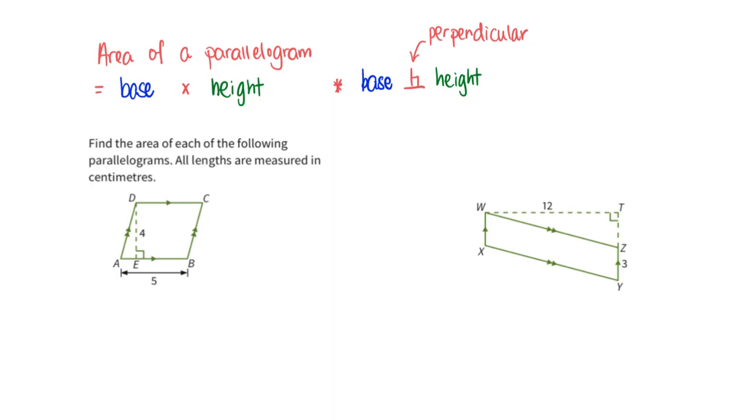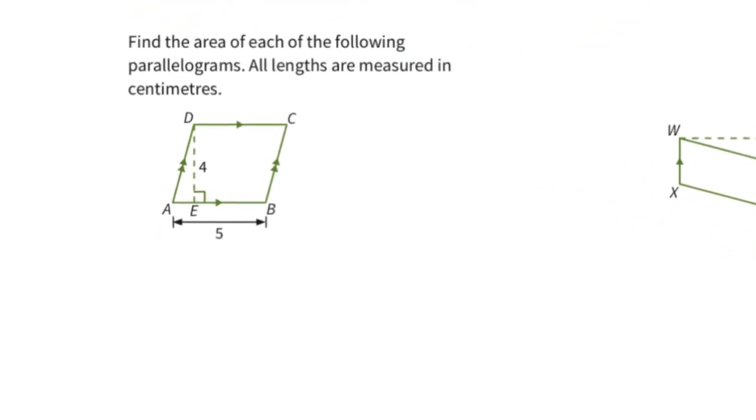Okay, so first of all, this formula makes use of the fact that as long as we have the base and the height, where the base is one of the lengths in the parallelogram, and the base and height are perpendicular to one another, all we have to do is multiply the base and the height and we can find the area.